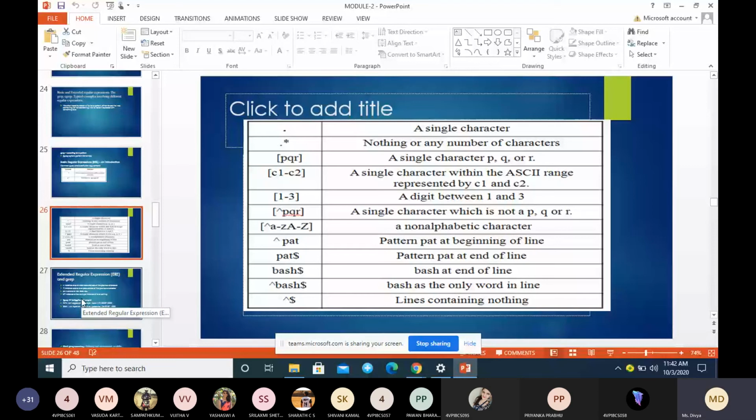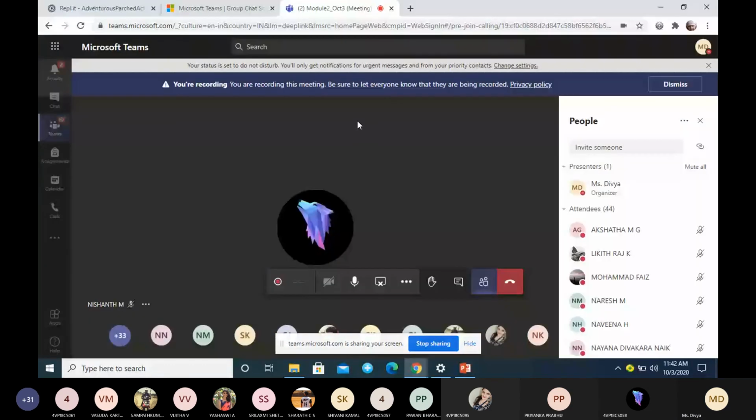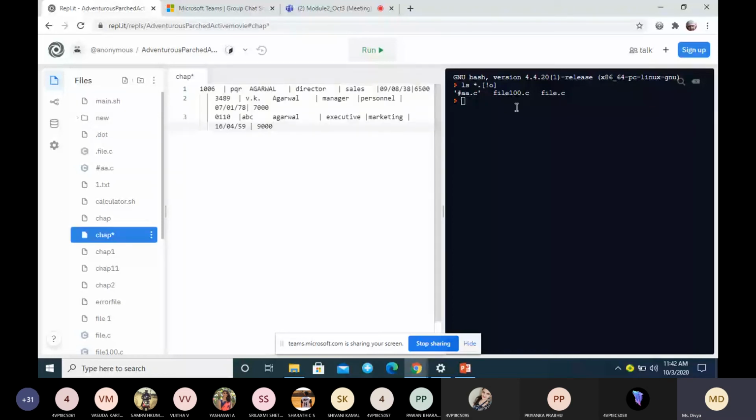The first one we are going to discuss is the character class. So I'll give an example. This is for the file CHAP star. I have 3 lines in this file.